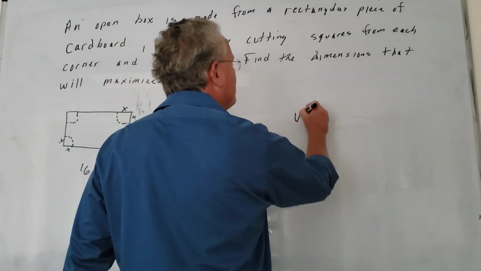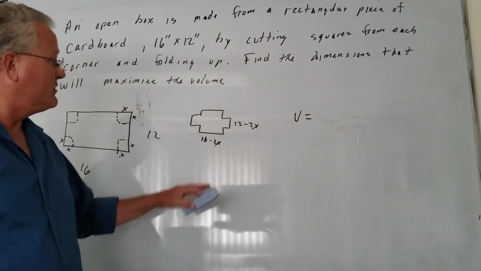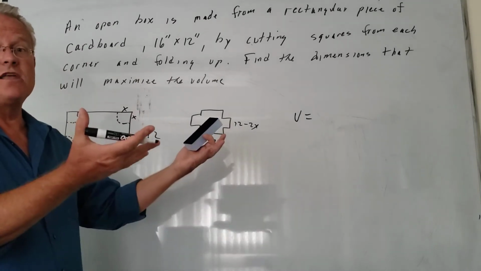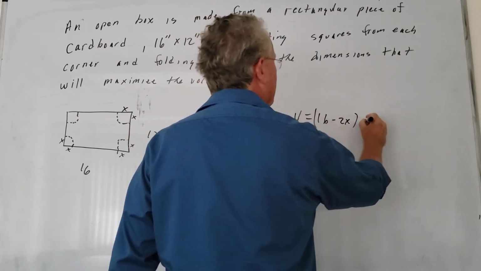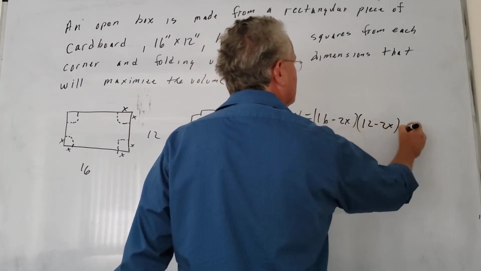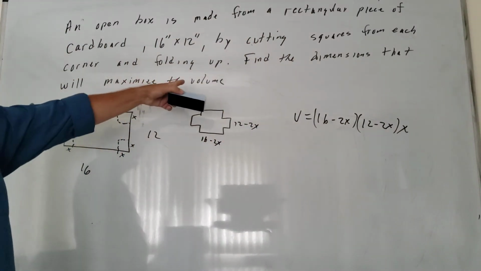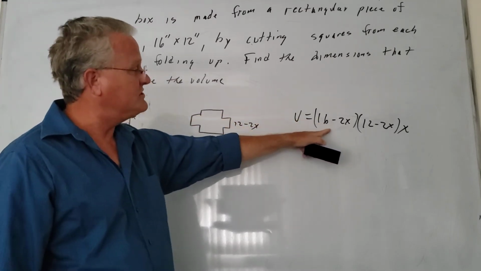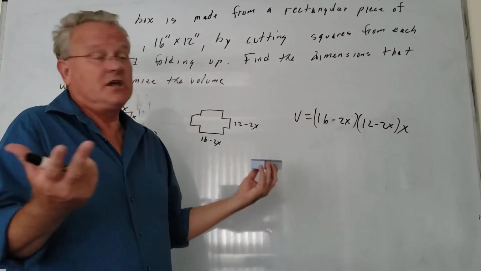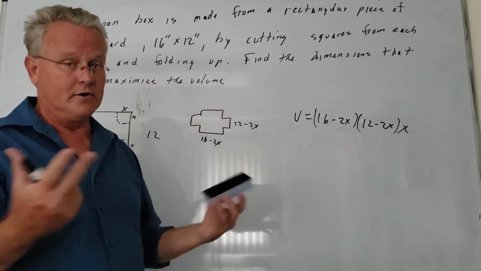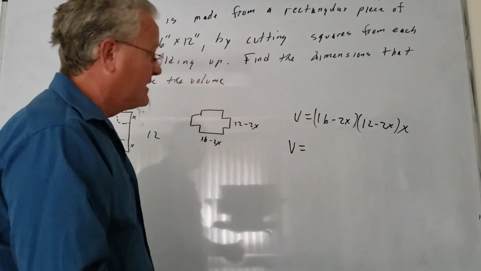So the volume of the box, after we cut the squares out and fold it up, is going to be length times width times height. The height is x. So we get 16 minus 2x times 12 minus 2x times x. We're trying to maximize the volume. That's why we need an equation for the volume. This is an equation in one variable, so now all we've got to do is take the derivative and find out which x values, take the derivative, set it to 0.